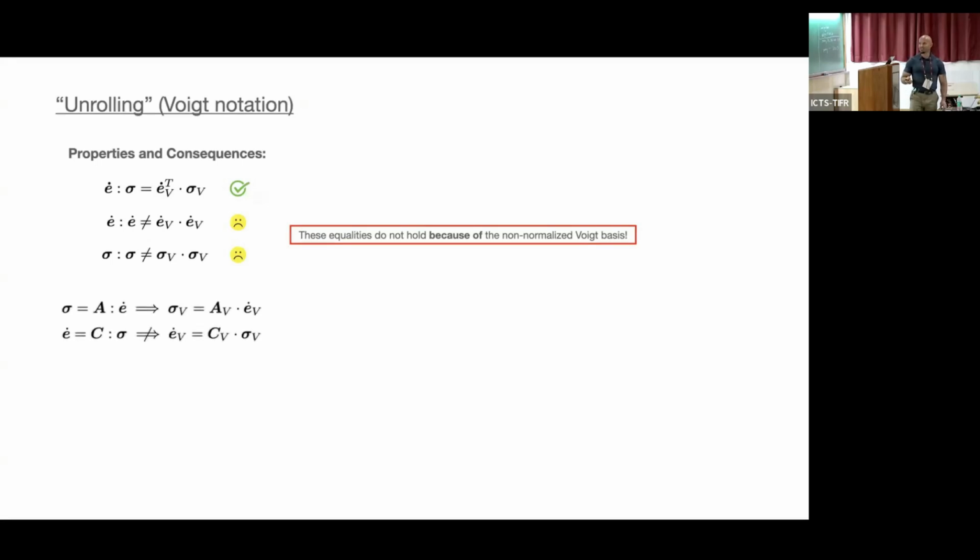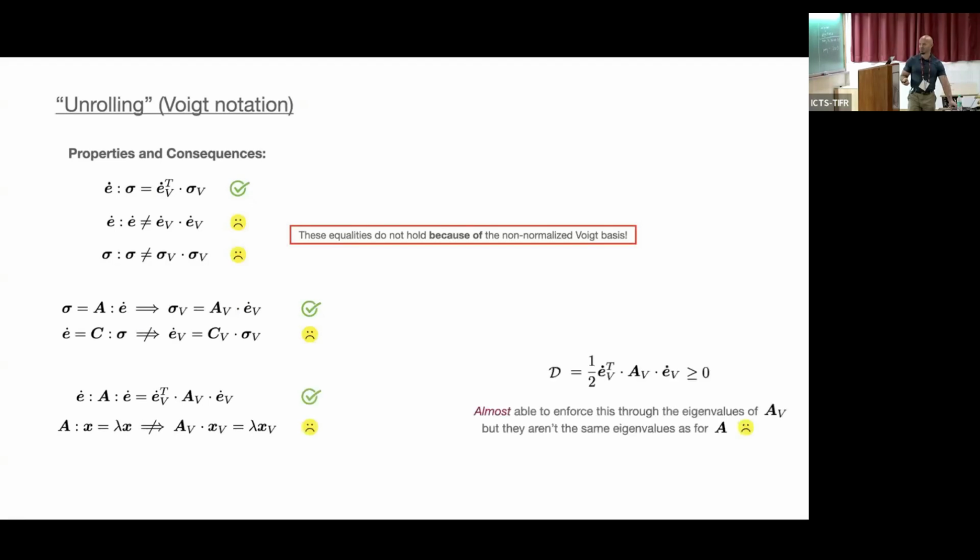We get the Newtonian law to work, but we don't get the inverse. Also, you get this property, but the eigenvalues don't work. So it's kind of a mixture of nice check marks and sad faces. We got close, so we're almost able to enforce this dissipation requirement through eigenvalues, but the problem is that when you do this unrolling with the Voigt way, your eigenvalues of A sub V are not the same as the eigenvalues of A, so that kind of is too bad.